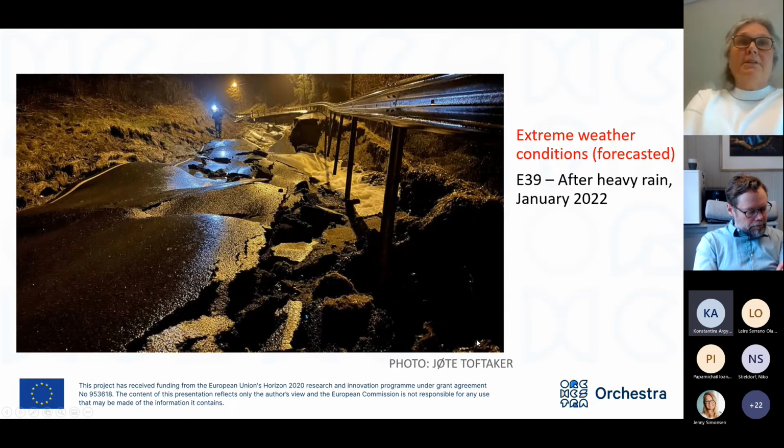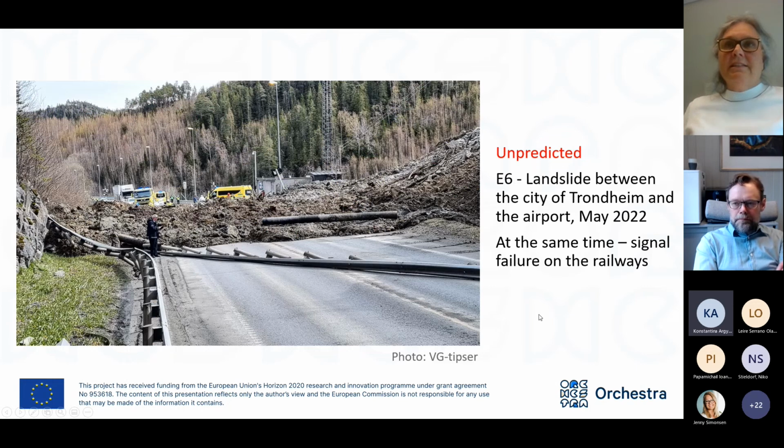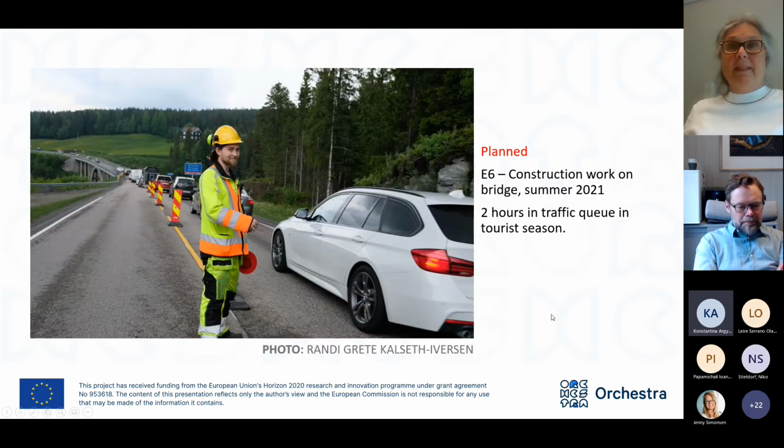I will start with some pictures from the area around where I live. So this is the result of extreme weather conditions this winter. One of the main roads was washed away. This is a more unpredicted situation where we had a landslide on the road to the airport, and at the same time we also had a signal failure on the railways.